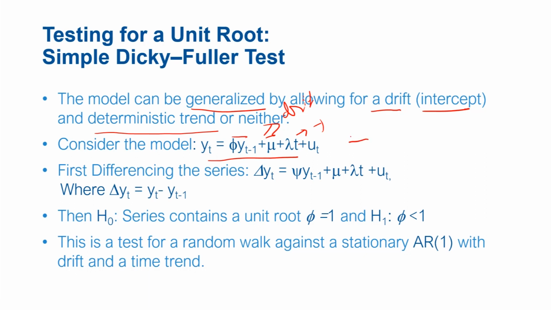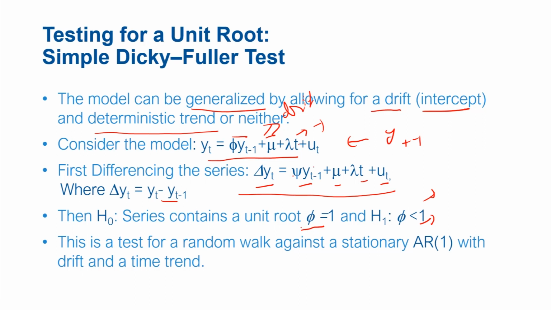So this will take care of your deterministic non-stationarity as well. Now again we repeat the same step. We subtract y_{t-1}. So we get delta y_t equal to psi times y_{t-1} plus mu plus lambda t plus the error term. So this is a more generic expression, where delta y_t is nothing but y_t minus y_{t-1}. And then we test this model for non-stationarity. The null is non-stationarity, which means phi equal to 1, and if the null of non-stationarity is rejected, then the process is stationary with phi less than 1.